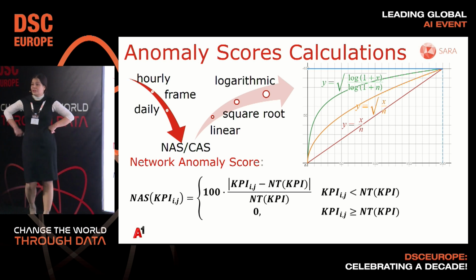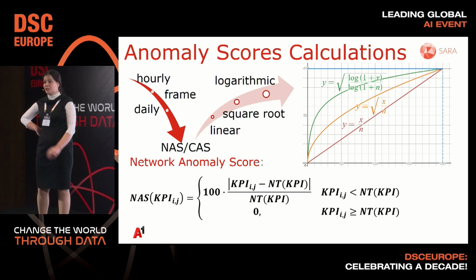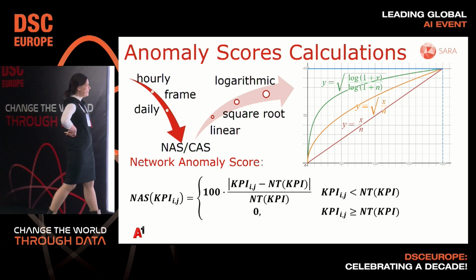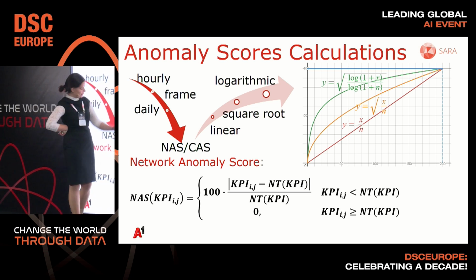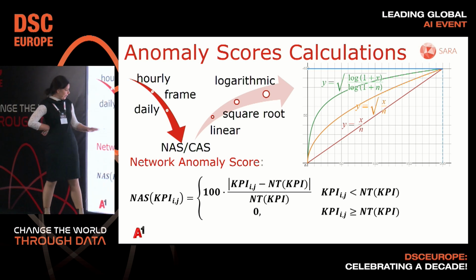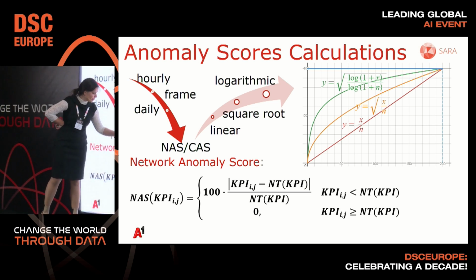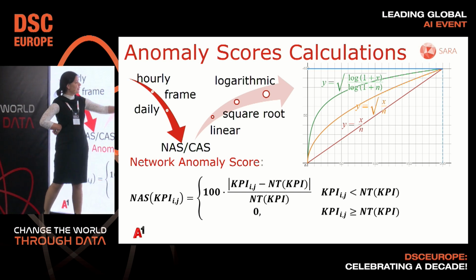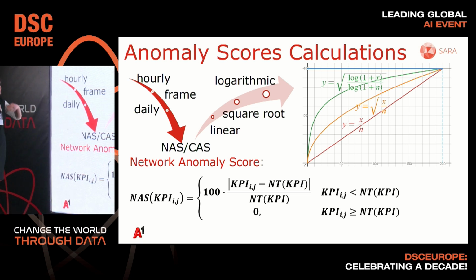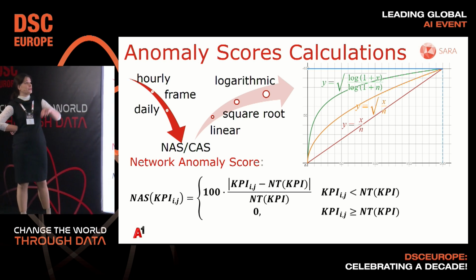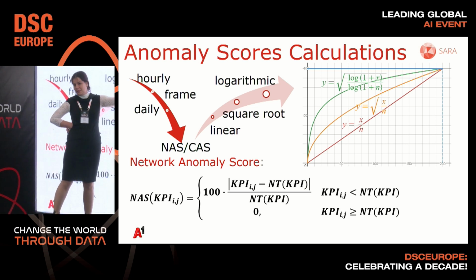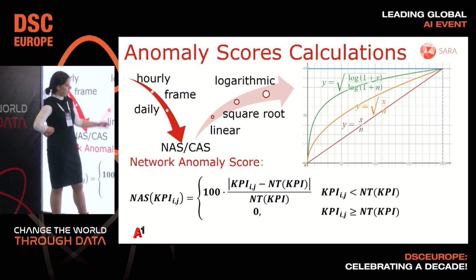And if you think that it is the end of our mathematical calculations, you are wrong. We have a lot more. We are doing, again, some weighting. On our basic network anomaly score or cell anomaly score, we are applying linear, square root, or logarithmic approaches to get adjusted anomaly score values. And here are the formulas that we use, basic math.